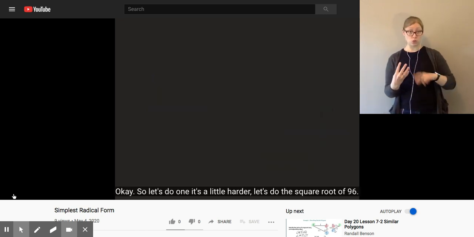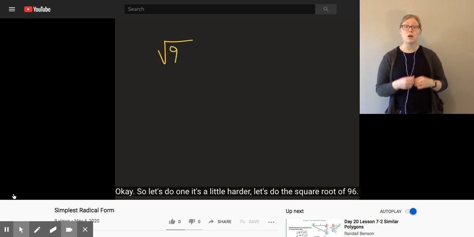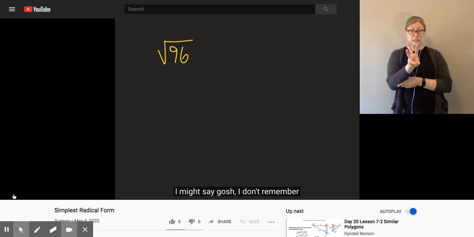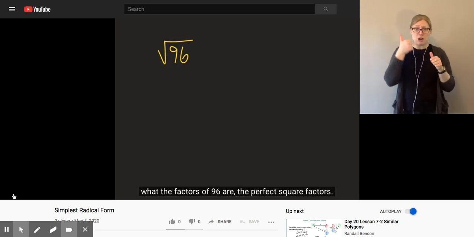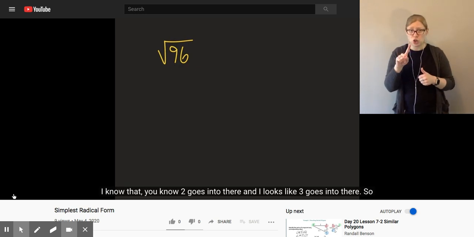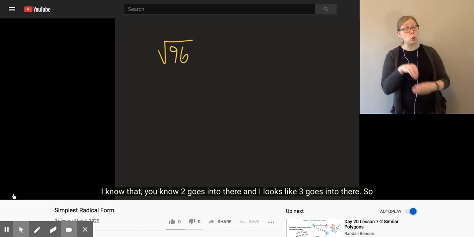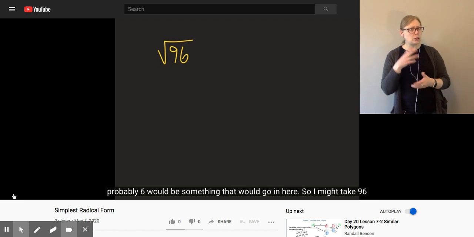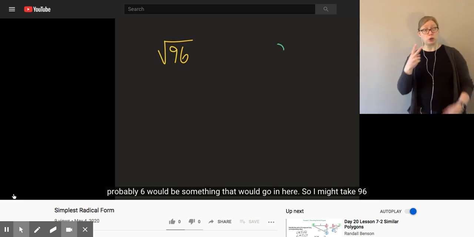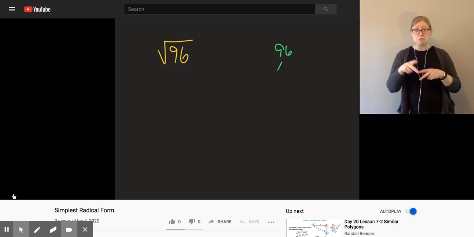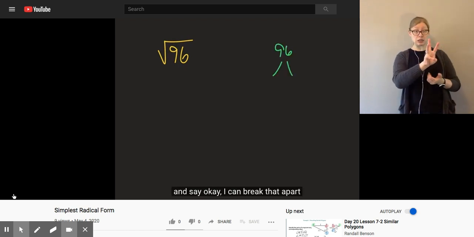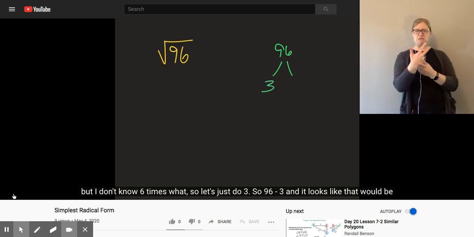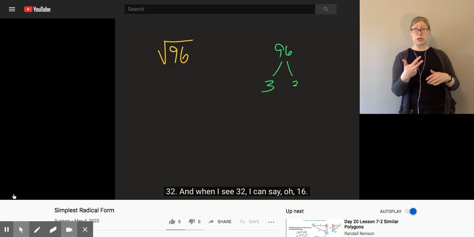Okay, so let's do one that's a little harder. Let's do the square root of 96. And I might look at 96 and I might say, gosh, I don't remember what the perfect square factors of 96 are. I know that 2 goes into there, and looks like 3 goes into there, so probably 6 would be something that would go in here. So I might take 96 and say, okay, I can break that apart, but I don't know 6 times what, so let's just do 3. So 96, 3, and it looks like that would be 32.